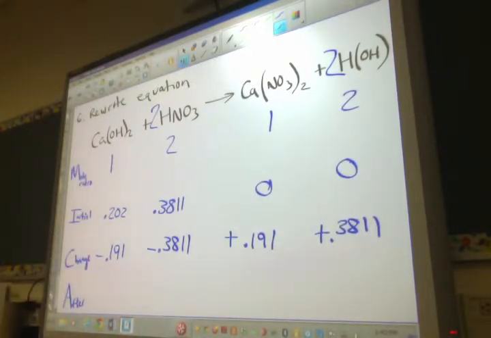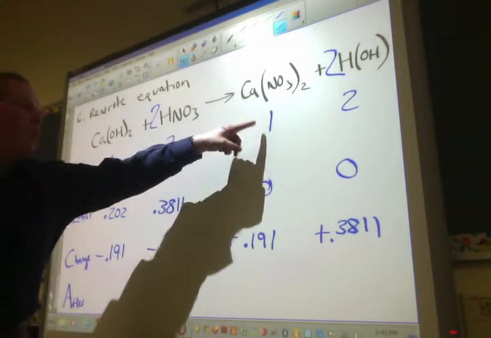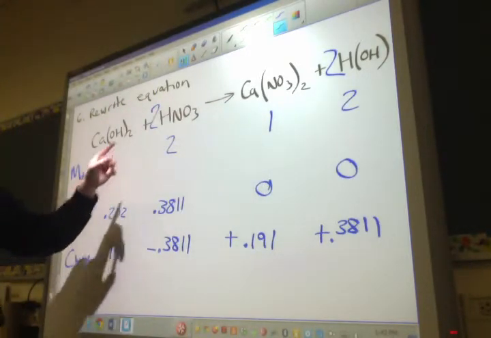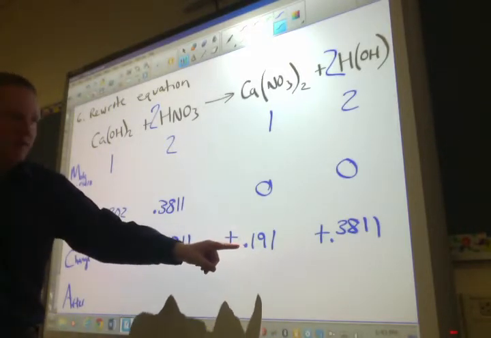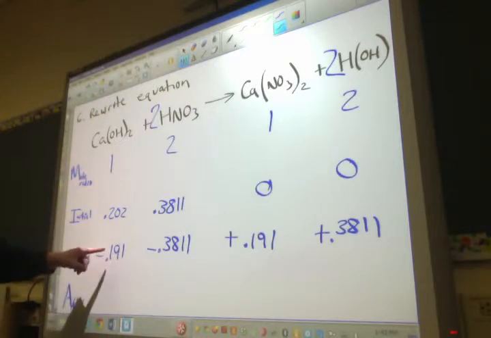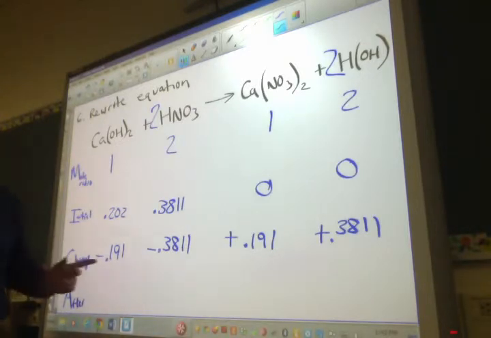Oh, did you do 0.202 subtracted by 0.3? No, I didn't. I think I may have. It worked. Yes, but that's not why I did this, Tanner. I did it because I looked here. It's a 1-to-1 mole ratio. So if 0.191 moles of this came out of the reaction, 0.191 must have gone into it and been consumed.